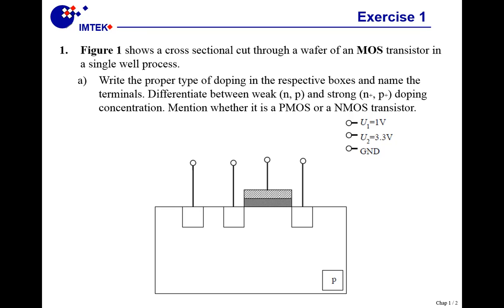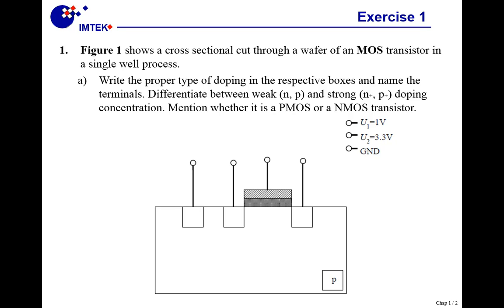In the exercise sheet that you were given, the first question states to show that figure 1 shows a cross-sectional cut through a wafer of a MOS transistor in a single well process. It's asking you to write the proper type of doping in the respective boxes and name the terminals. We also have to differentiate between weak and strong doping, and mention whether it's an NMOS or a PMOS.